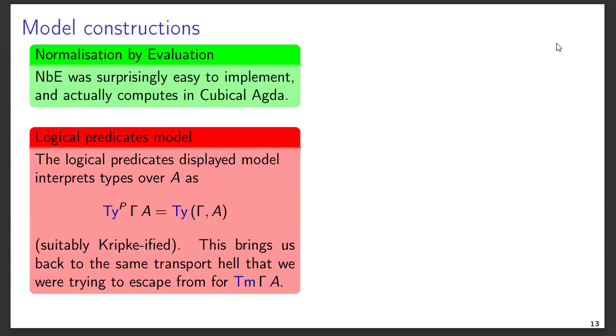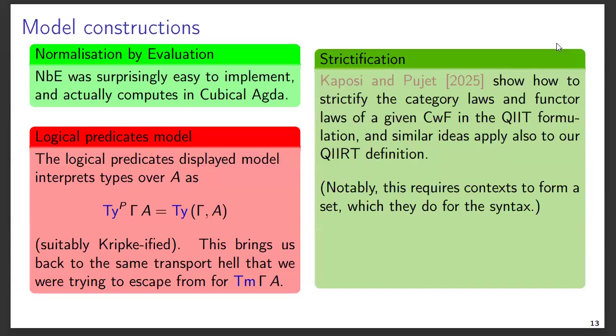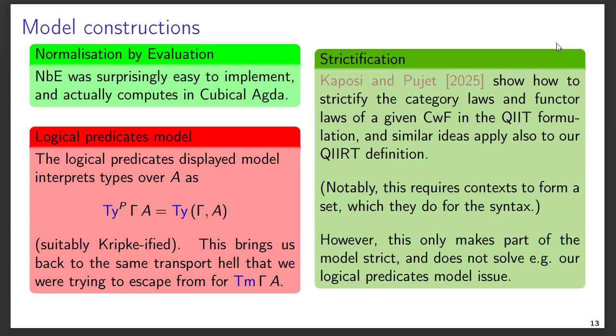We also tried to do strictification, which also worked very nicely in this way, but it doesn't actually solve this problem, because we can't strictify all of the models. We can turn some of the equations into things that can be proven by REFL, but it doesn't work for all of the type structure, for example. So it doesn't solve the logical predicate model. So it's somewhere between a happy result and a not happy result.